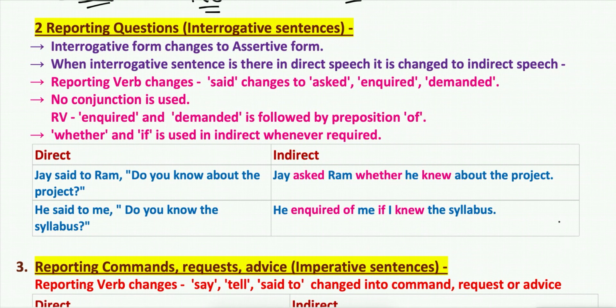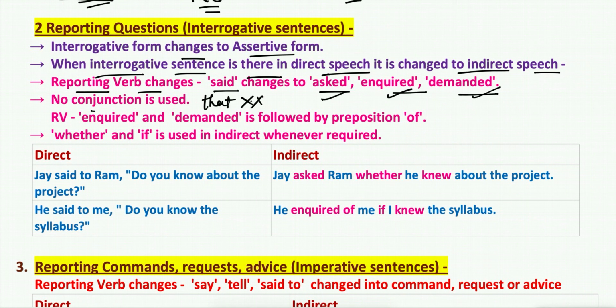The interrogative sentences will change to assertive forms. When an interrogative sentence is there in the direct speech, it will change to indirect speech. Reporting verbs, like if said is written, will change to asked, inquired or demanded. And with asked, inquired and demanded, the conjunction that will not be used. The reporting verbs inquired and demanded are followed by the preposition of.